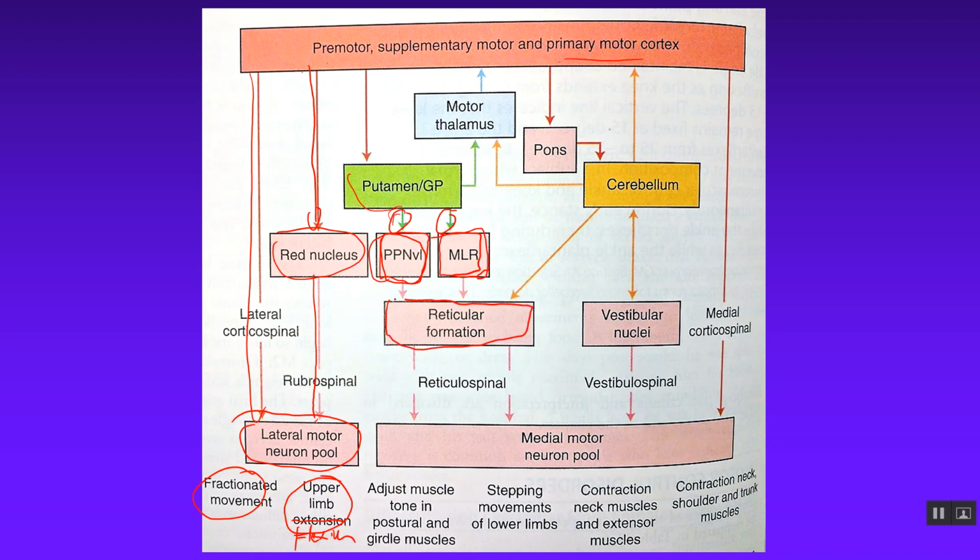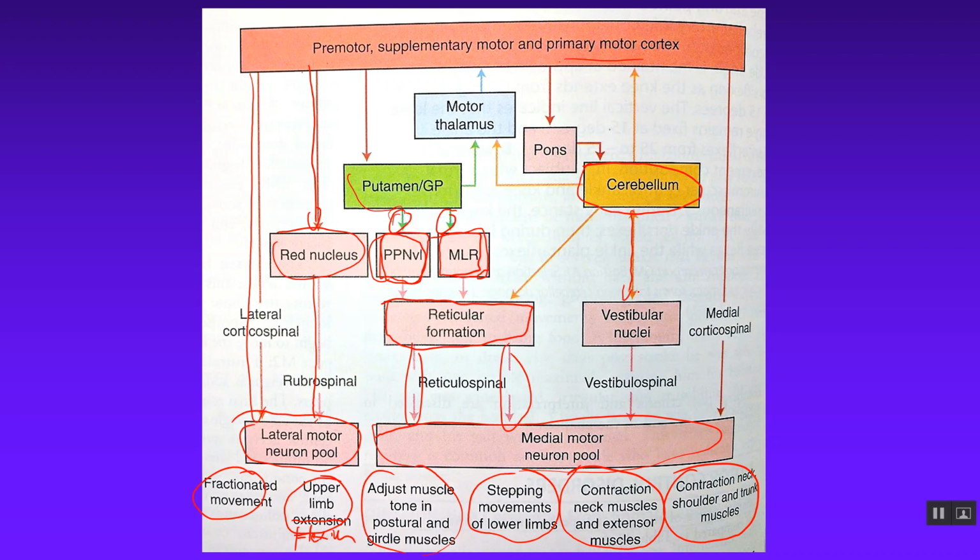These then connect with the reticular formation, where your reticulospinal tracts influence the pathways for postural and girdle muscles and so forth, which are all part of the medial motor neuron pool. Those reticulospinal and vestibulospinal tracts all tend to influence those functions, okay? We have our cerebellum here, which has projections directly to some vestibular nuclei. Here's our medial corticospinal tract projecting down from here to the medial motor neuron pool.